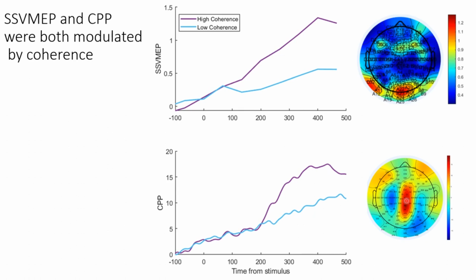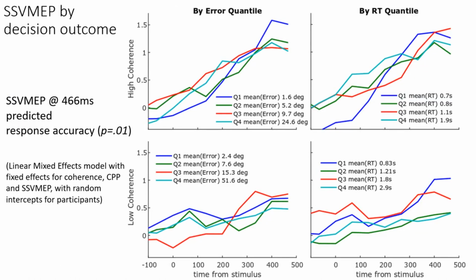And we found that both of these signals were very strongly modulated by the coherence of the dots. So 0 here is the time at which the coherent motion began. We were also able to break these signals down by decision outcome. So we have high coherence on the top, low coherence on the bottom. And when we split the SSVMEP signal up into 4 bins based on the response accuracy, you can see it's quite a noisy signal, but here around the peak at around 400 milliseconds, it's very clear that the most accurate responses had the strongest SSVMEP. It's less clear for low coherence, where the signal is very weak.